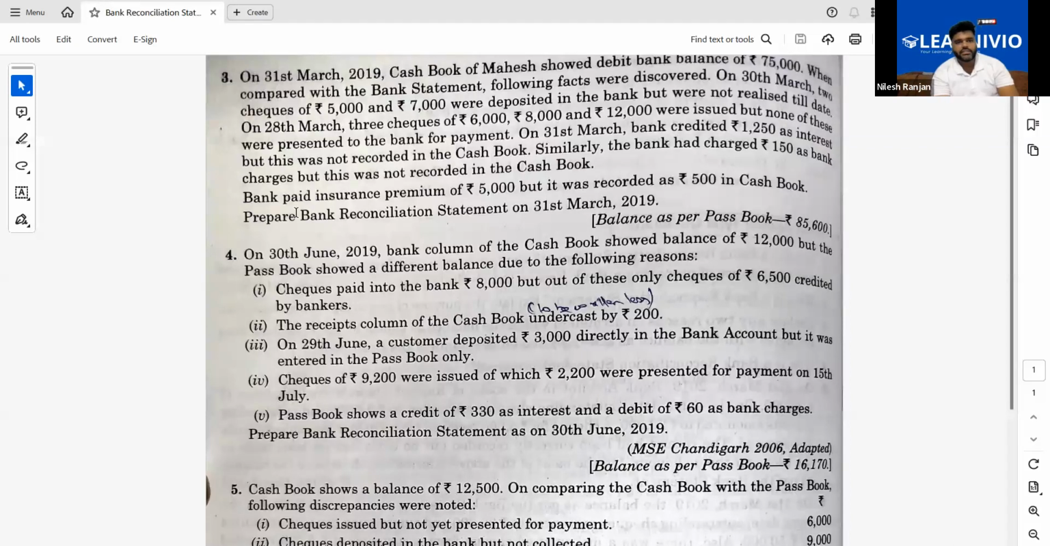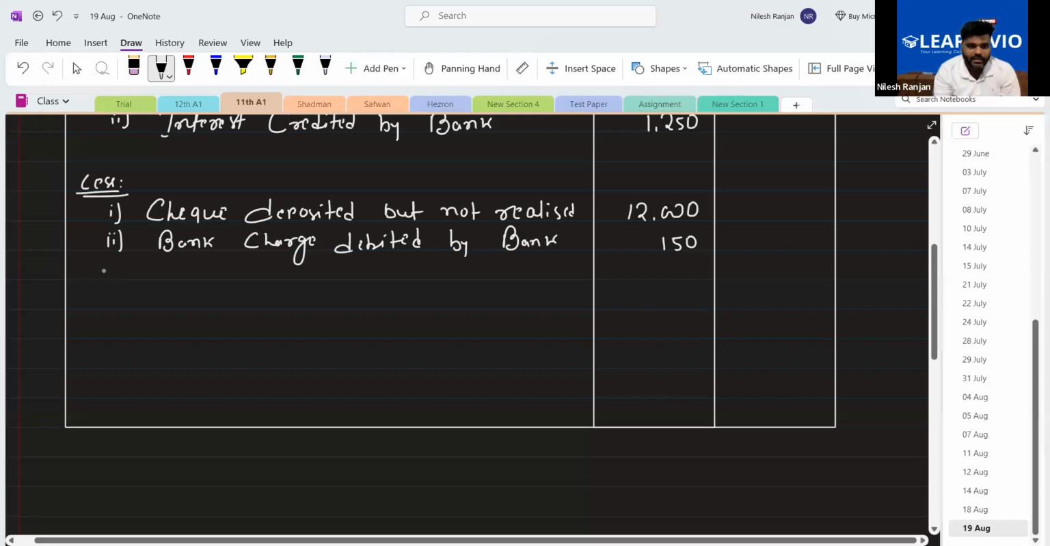After that, there is bank paid insurance premium of 5,000, but it was recorded as 500 in cash book. Now, this is your cash book, this is your passbook. So bank paid insurance premium means bank has deducted 5,000 from our passbook, but we have only deducted 500 from our cash book. So now again, we have to deduct 4,500 from cash book so that it will be equal.